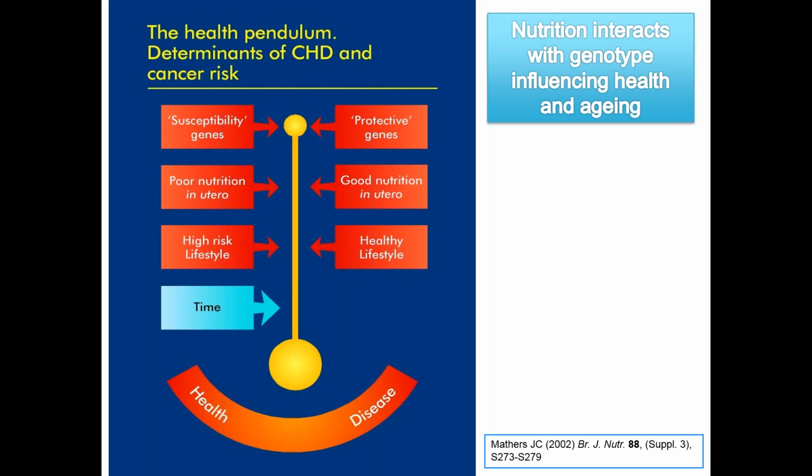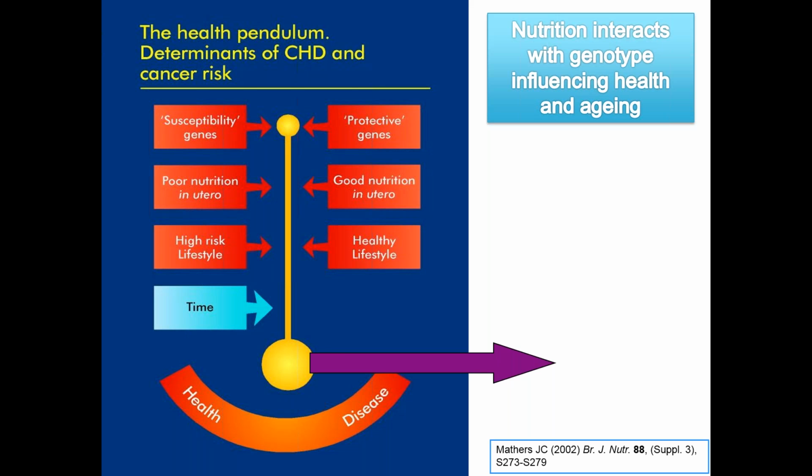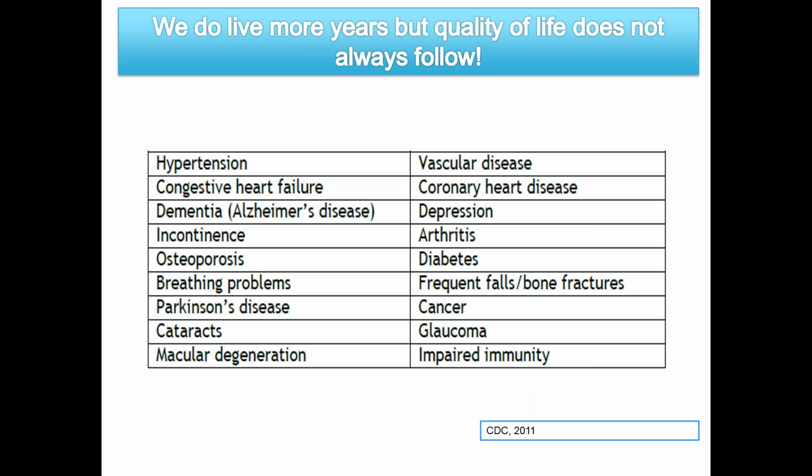We are looking at poor nutrition in utero versus good nutrition in utero. There are many studies showing the importance of nutrition during the pregnancy stage, because that is going to impact the future health of human beings. And then we have lifestyles, a very important issue to take into account. As time goes by, the pendulum goes towards disease if we do not counteract and take into account all the important aspects. By living more years, quality of life does not follow, and we have all these chronic diseases showing up, as you most surely are quite familiar with.